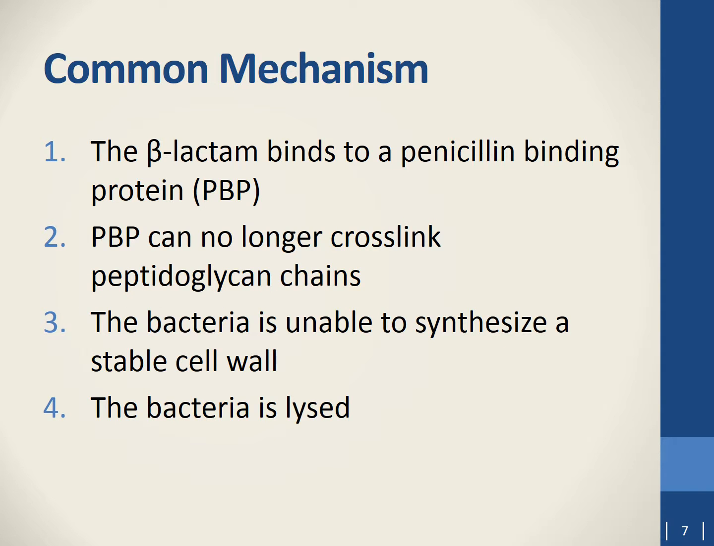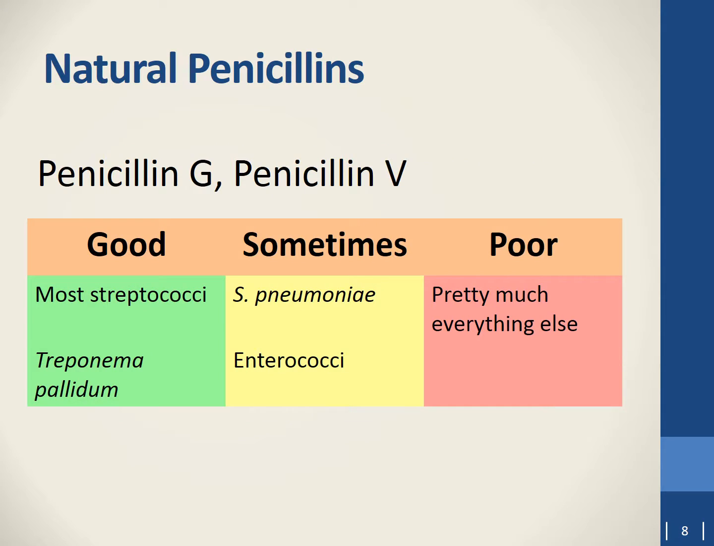And they all have a common mechanism of action. So I've simplified it into 4 steps. First of all, the beta-lactam drug binds to a penicillin binding protein on the organism. Then what happens is this drug binding there causes that peptidoglycan chain to no longer be able to cross-link. So the bacteria then can't synthesize a stable cell wall. And if they can't do that, then essentially the bacteria is lysed and therefore is killed. So these are cell wall active agents.